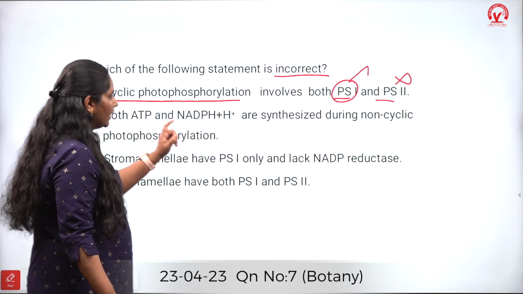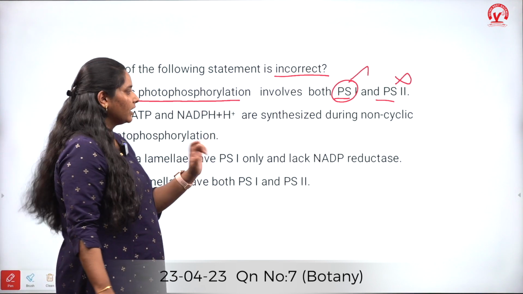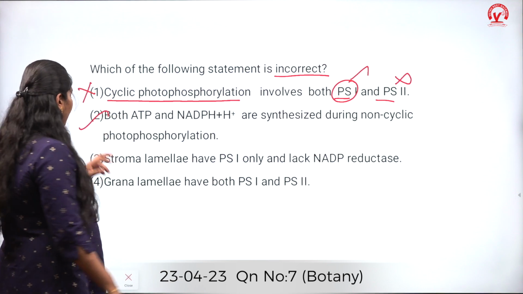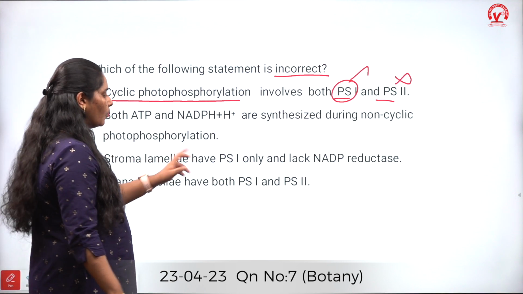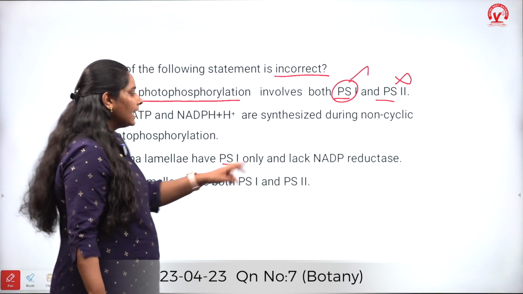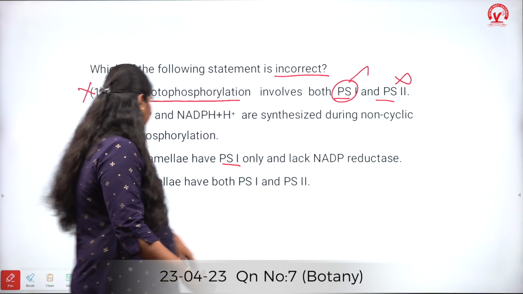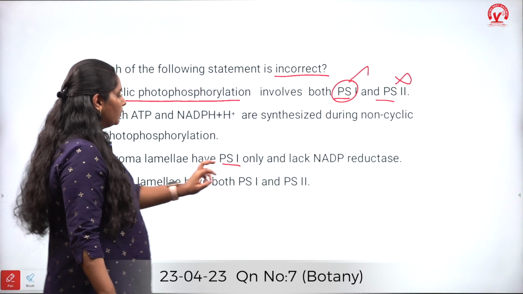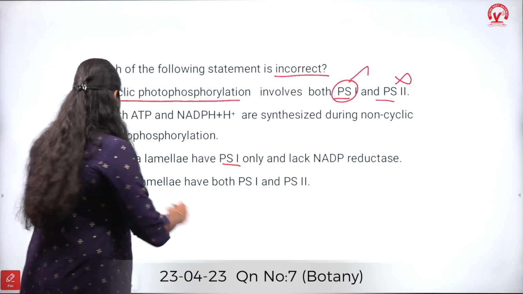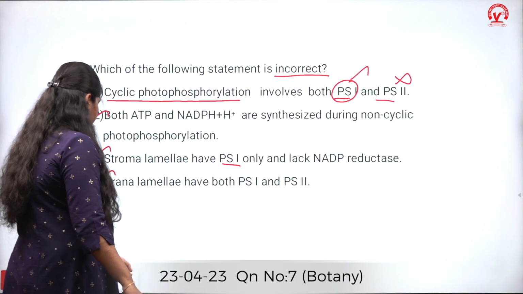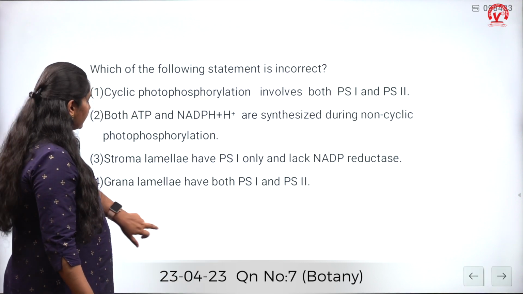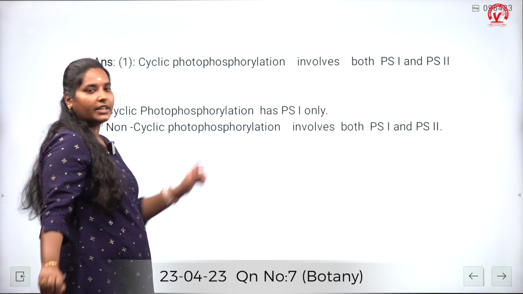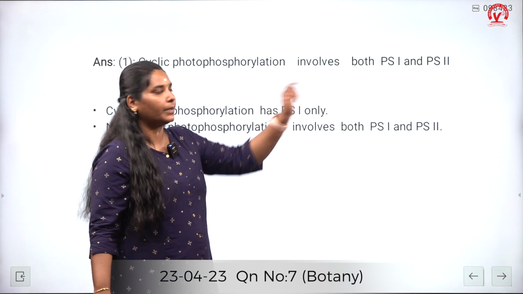Both ATP and NADPH2 are usually synthesized during the non-cyclic photophosphorylation, hence this option is correct. The stroma lamellae have only PS1 and lack NADP reductase; this option is also correct. Grana lamellae have both PS1 and PS2; this option is also correct. So the incorrect statement is: cyclic photophosphorylation involves both PS1 and PS2.